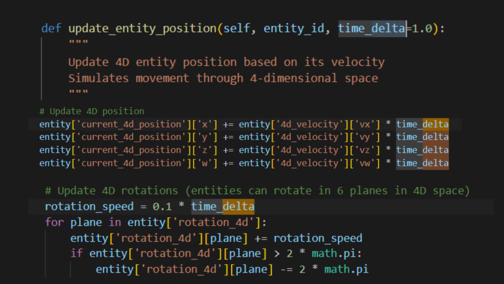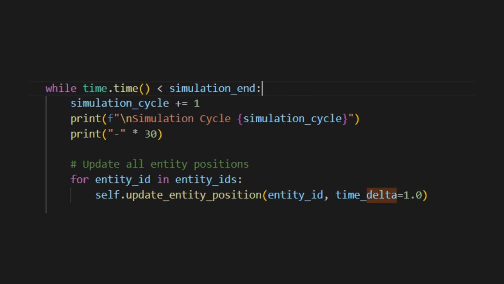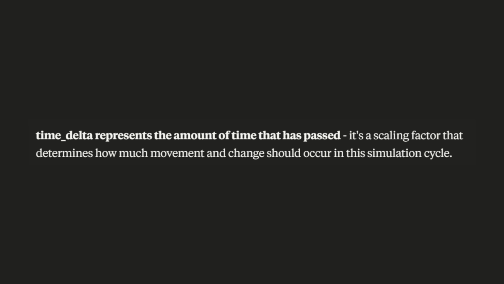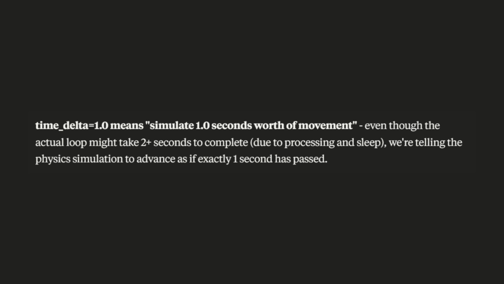Inside our simulation loop, we encounter a crucial concept for realistic physics timing. For entity_id in entity_ids: self.update_entity_position(entity_id, time_delta=1.0). We're demonstrating time delta parameters here, the time step parameter that controls how much simulated time passes between physics updates, enabling realistic movement calculations and consistent simulation behavior.